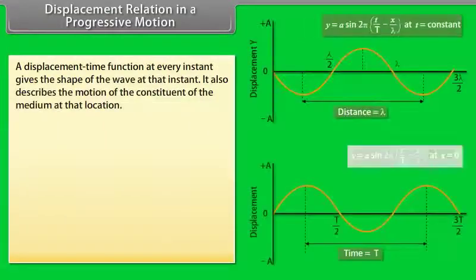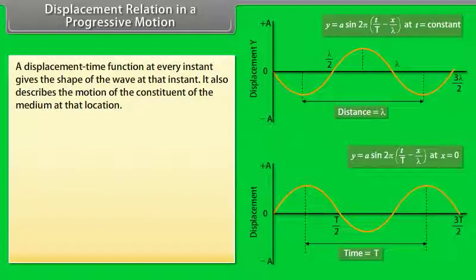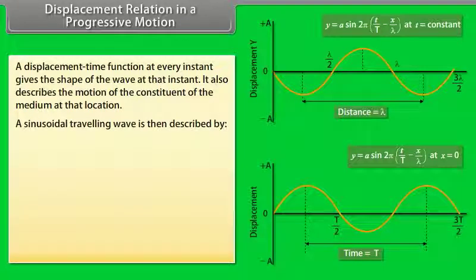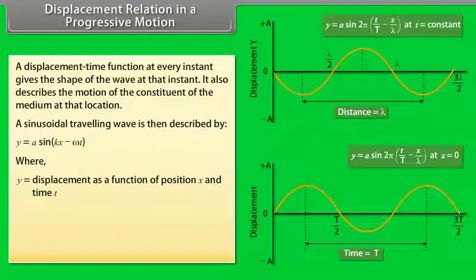Displacement relation in a progressive motion. A displacement time function at every instant gives the shape of the wave at that instant. It also describes the motion of the constituent of the medium at that location. A sinusoidal traveling wave is then described by y = A sin(kx − ωt), where y is the displacement as a function of position x and time t.